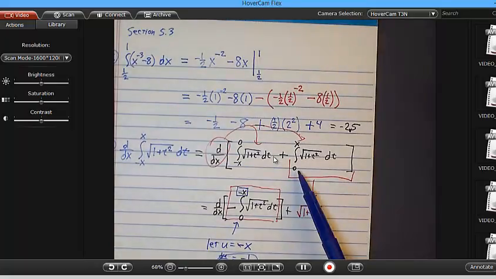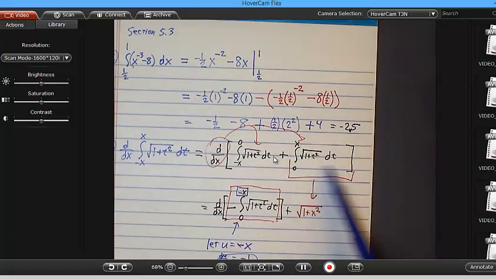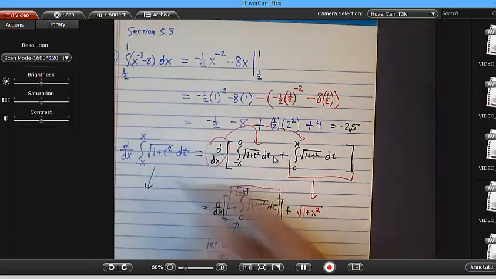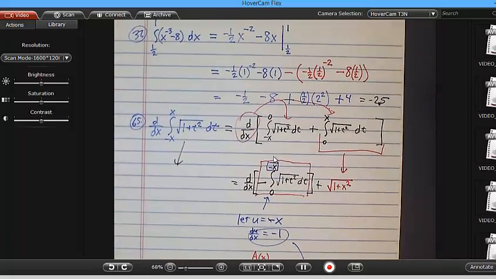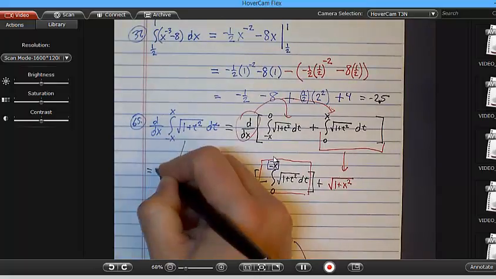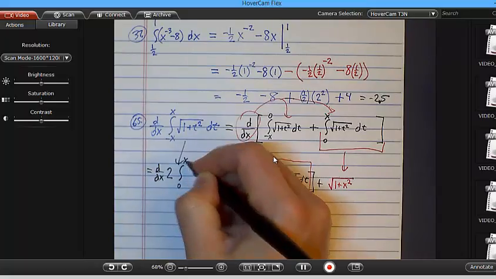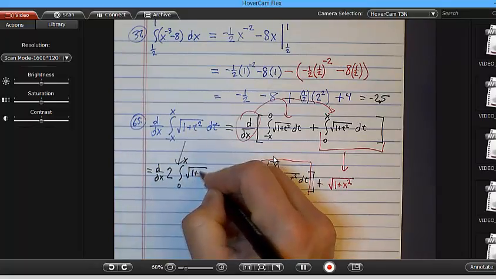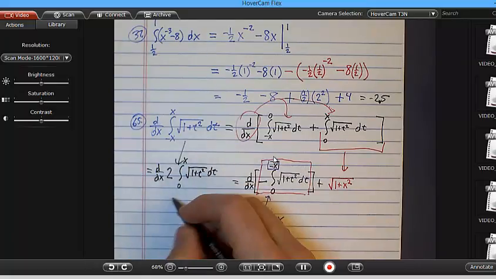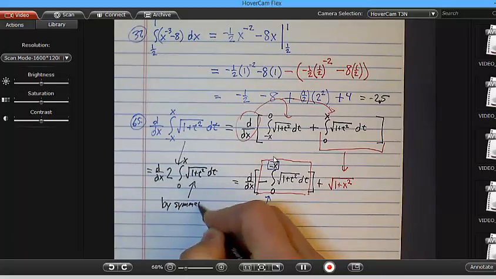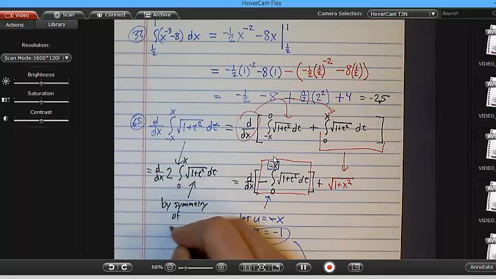Go back here. The integral from 0 to x is this thing, right? So let me give you another approach. The derivative of this integral is equal to the derivative of twice the integral from 0 to x of the square root of 1 plus t squared dt. And I'm going to say this is true by the symmetry of f of t equals the square root of 1 plus t squared.